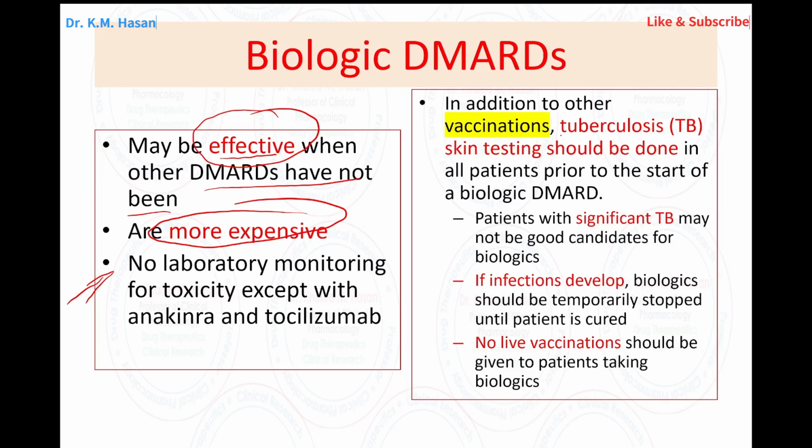Here we need to look at what we have for vaccination. We have to be careful. Tuberculosis, we test that. Again, we need to test the patient for tuberculosis. This should be done for all patients before treatment, prior to treatment with these biological factors. A patient with significant tuberculosis may not be a good candidate for the treatment. So if the patient suffers from active tuberculosis, it is not allowed to prescribe biological factors. If infection develops during treatment, we need to stop the medication temporarily until the patient is cured of the tuberculosis.